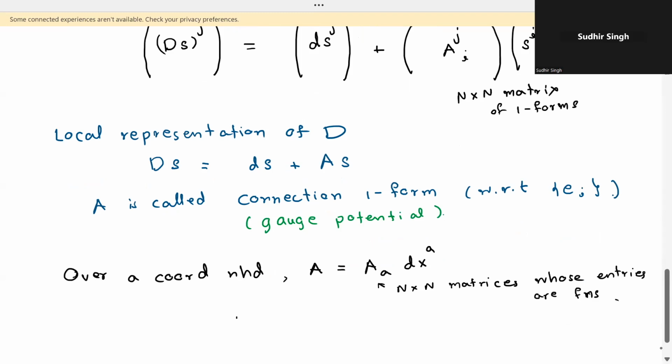And this A_mu here is a matrix with entries of functions. In fact, these are the dependent variables of the anti-self-dual Yang-Mills equation that we will define. Yes, so let me say they are called the components of the connection one form.